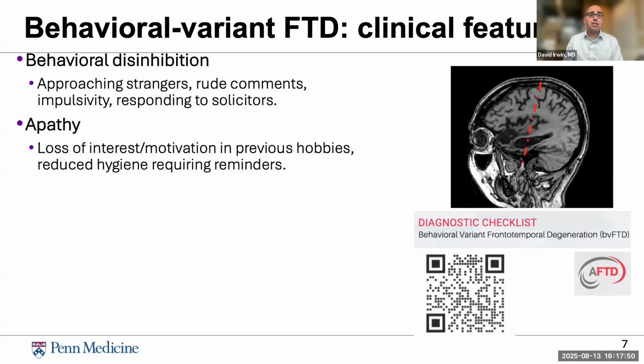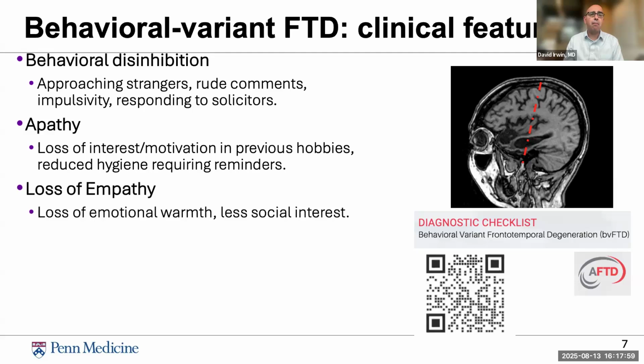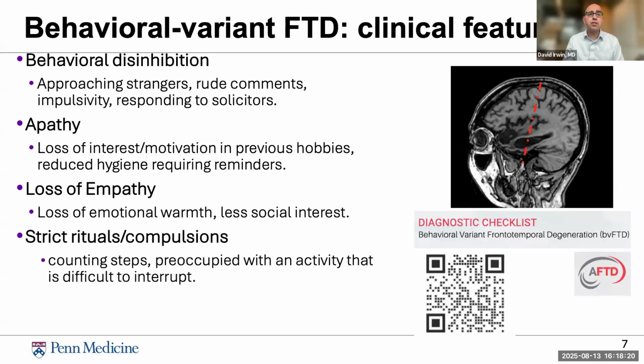There can be apathy or less motivation, less interest in previous hobbies. At times, this can also affect hygiene, requiring reminders for aspects of self-care. Loss of empathy can come in the form of loss of emotional warmth, less social interest, and less emotional responsiveness to spouse and family members. These things can be difficult to elicit and differentiate from psychiatric disorder, which again requires a detailed social history from a reliable informant.